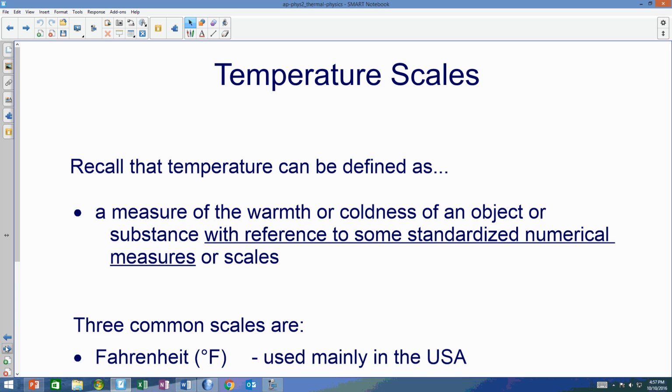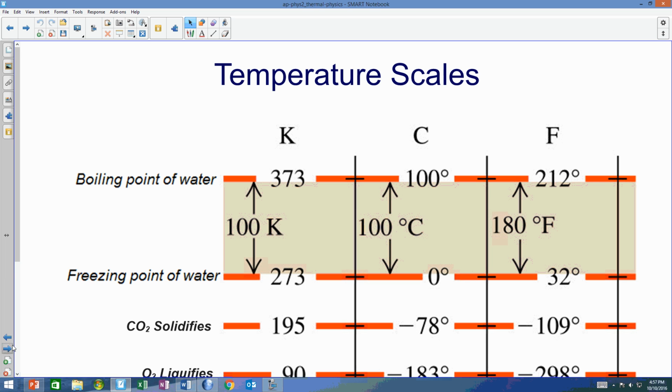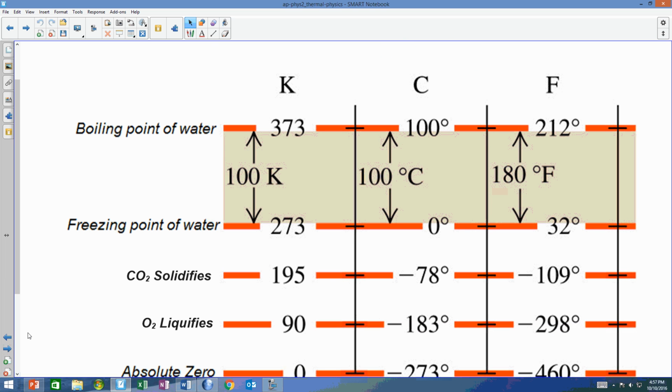Recall that temperature can be defined as a measure of the warmth or coldness of an object or substance with reference to some standardized numerical measures or scales. There are 3 common scales that we use: Fahrenheit, which is mainly used in the United States, Celsius, which is used by most of the world, and Kelvin, which is used in physical science, such as astronomy. This is also known as the absolute temperature scale. So here are the 3 temperature scales.